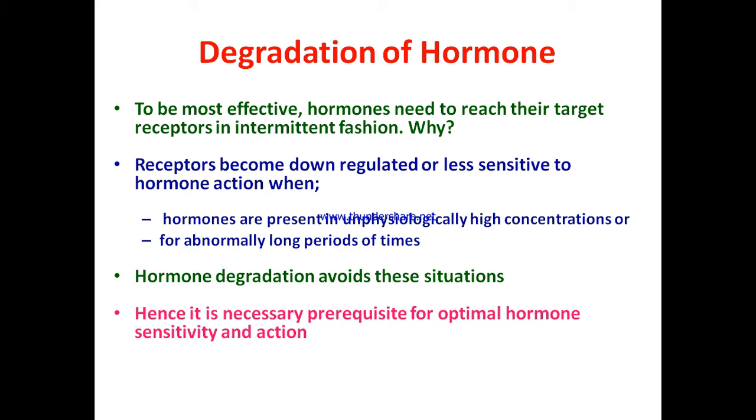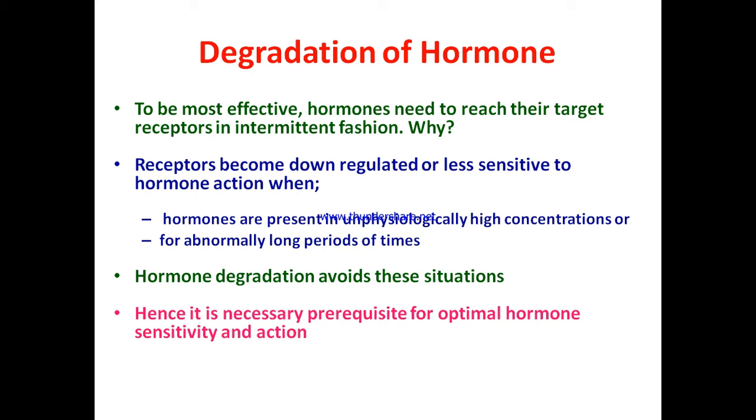So that is why the hormones are released in intermittent fashion. They are not continuously released, and also many hormones are bound to different binding agents. As a result, they will be released in a smaller concentration, so it will not reach unphysiologically high concentration. So that will protect the receptors. Hormone degradation also avoids this sort of situation, because if it is high concentration, more will get degraded, and also after some time all the hormones will be degraded. So these two conditions are not reached normally in a physiologically functioning body. Hence it is a necessary prerequisite.